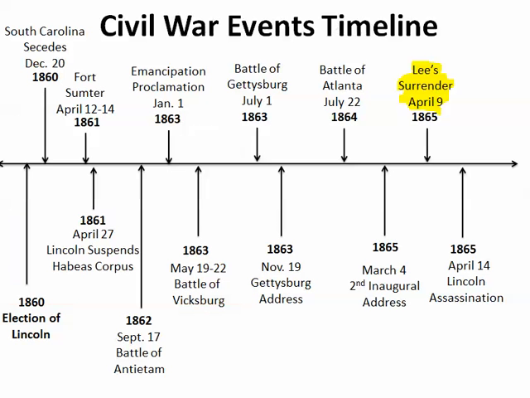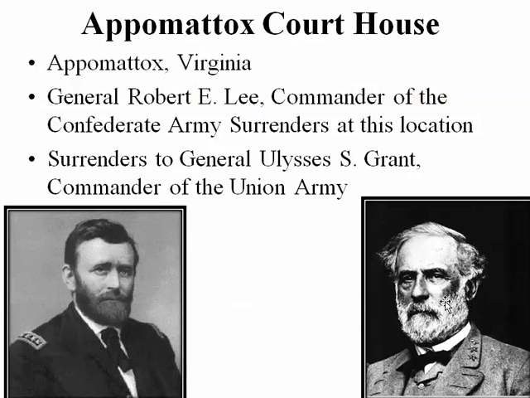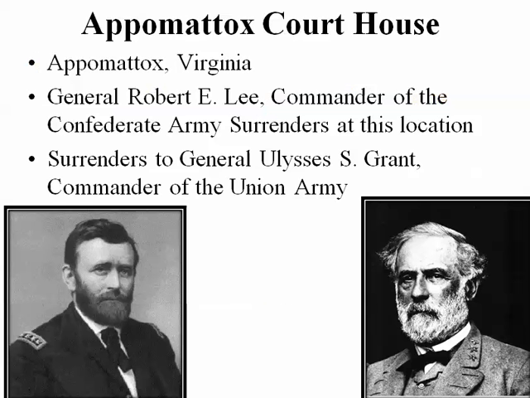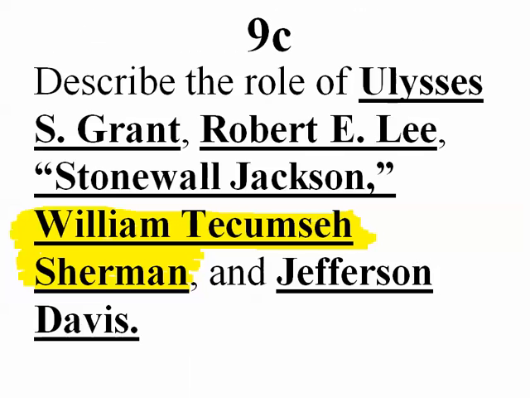Okay, and the timeline here shows that on April 9th, 1865, Lee from the South surrendered to General Grant. So Robert E. Lee here surrendered himself to General Grant on April 9th, 1865, to end the war. Okay, at Appomattox Courthouse in Virginia to end the war.